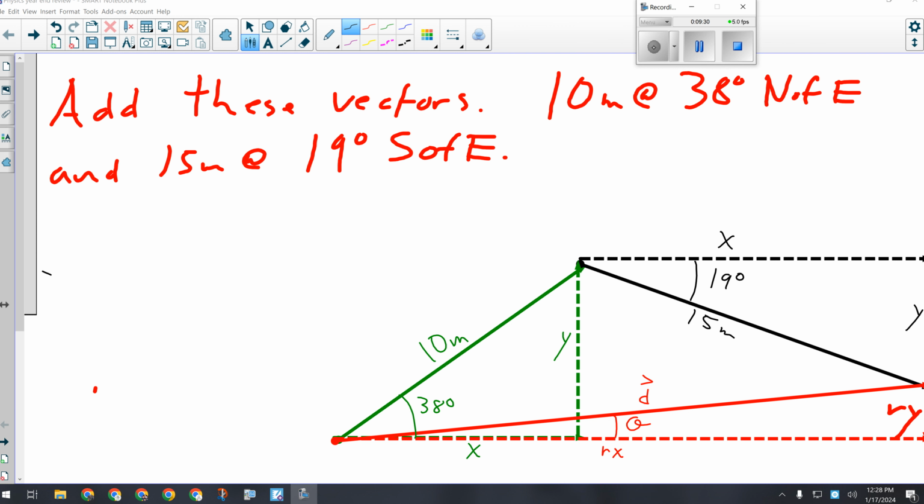So that's your diagram for that one. It should look like tail to head. We have the 10 meter vector that's 38 degrees north of east, so slanted upwards. It has its x component on the bottom, its y component on the side, and it is put tail to head with the 15 meter vector that is 19 degrees below the x-axis, or south of east in this case. So there's our x component, there's our y component, and that means our resultant goes from start to finish, like that red arrow, and has its own x and y components.